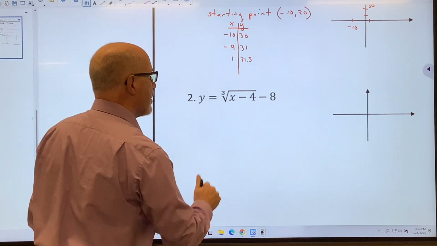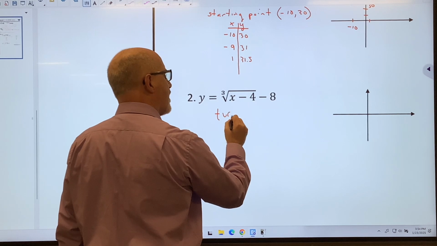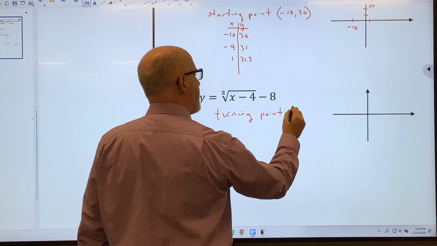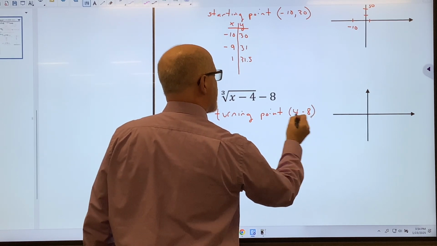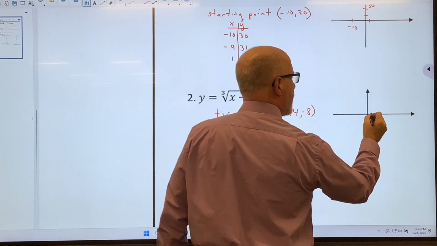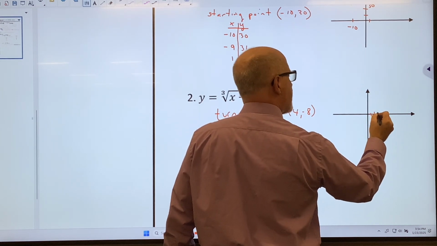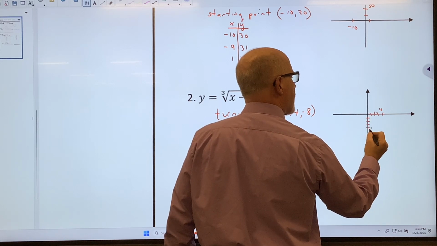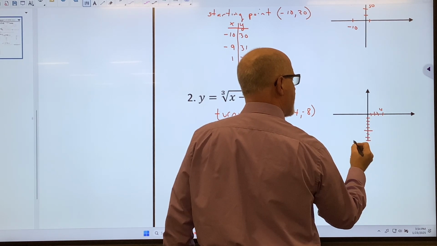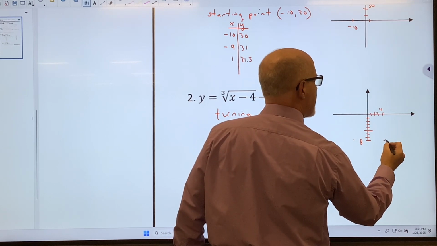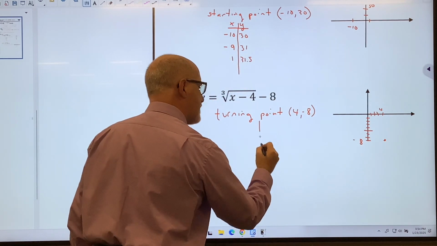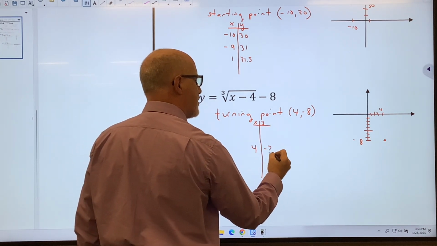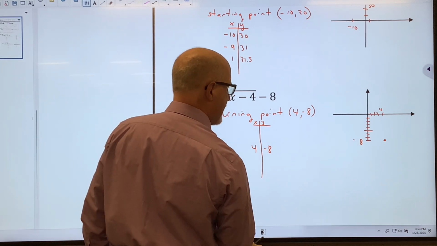Okay, let's look at another graph here. Let's do the cube root. Let's find our turning point since it's an odd index. So our turning point is at 4, -8. So if we go out here to 1, 2, 3, 4, there's 4, and then we go down 1, 2, 3, 4, 5, 6, 7, 8. There's -8. So here's where my turning point will be on the graph. Since it's a turning point, we're going to put it in the middle of the table. Let's enter that into our calculator.